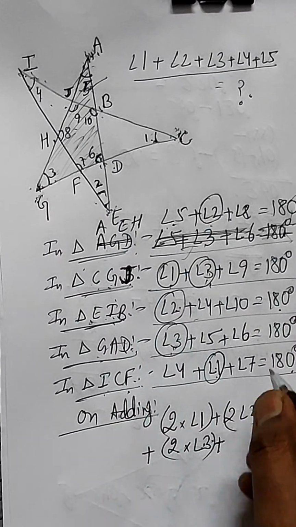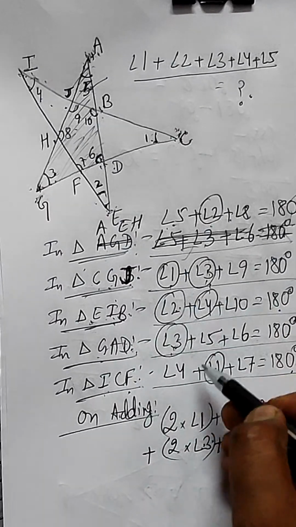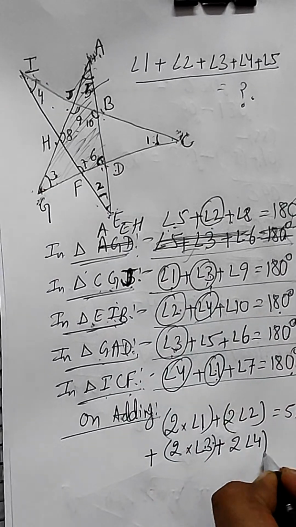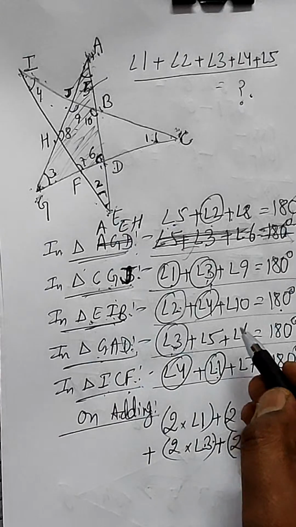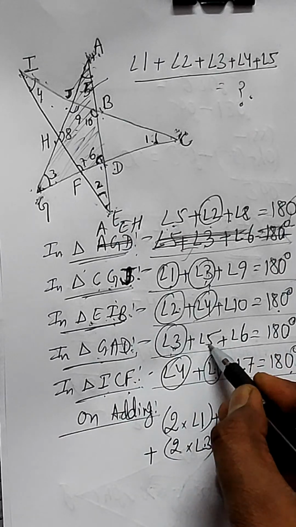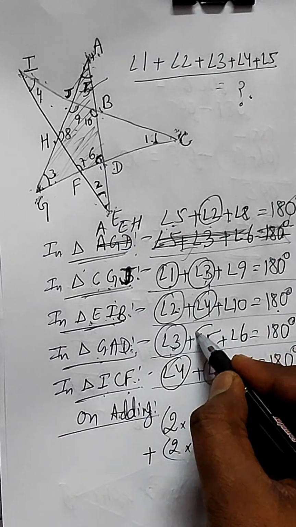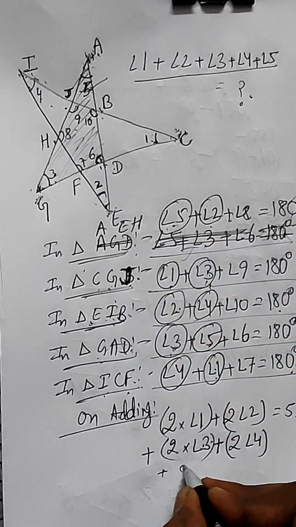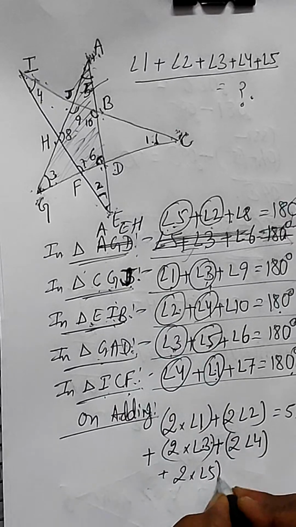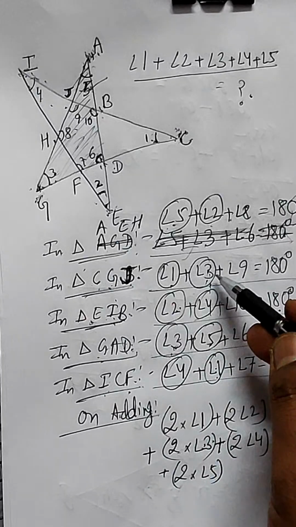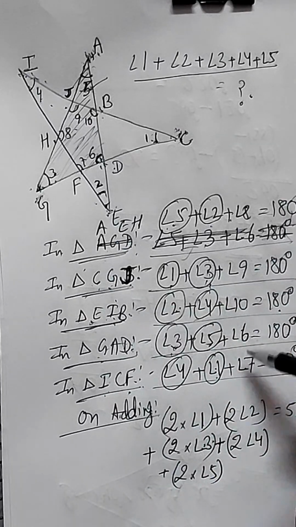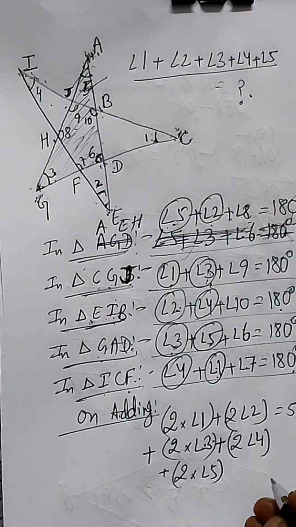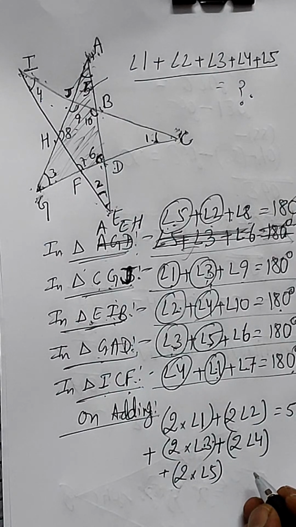2 times angle 3. Now come to angle 4. You can see angle 4 came 2 times, so 2 times angle 4, right? Now what is left? Angle 5. So angle 5 here and here, 2 times, so plus 2 times angle 5, right? Now we are left with 6, 7, 8, 9, 10, right? We are left with 6, 7, 8, 9, 10.